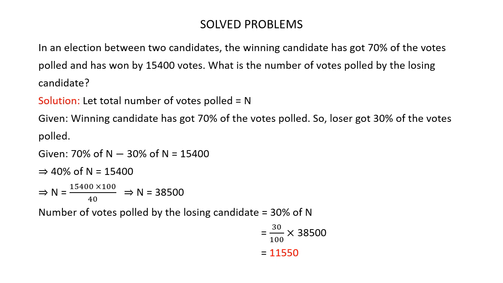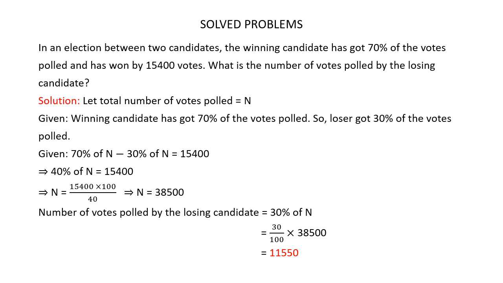So let the total number of votes polled be n. It's given that the winning candidate got 70% of the votes polled. So the winning candidate got 70% of n. So if the winner got 70% of n, then the loser gets 30% of n. It's given that the winner won by 15,400 votes.